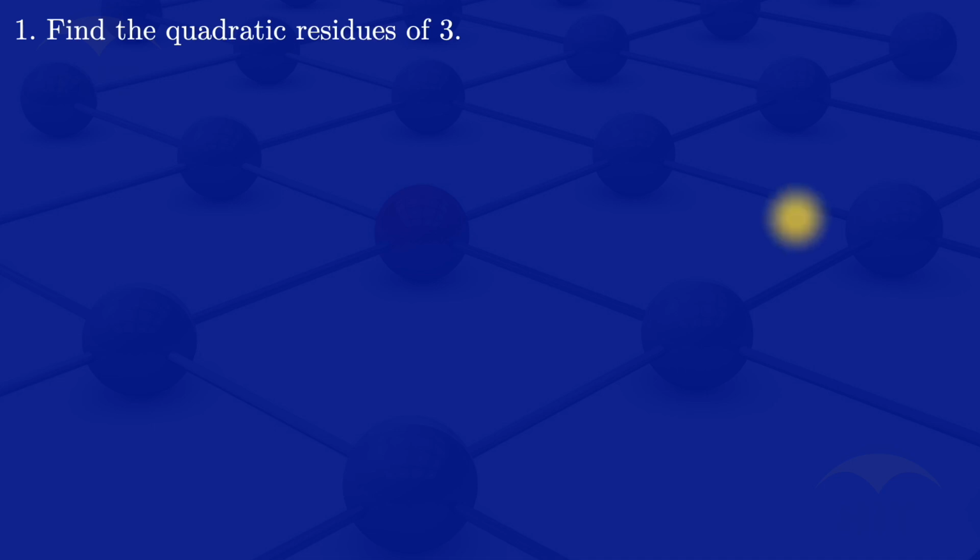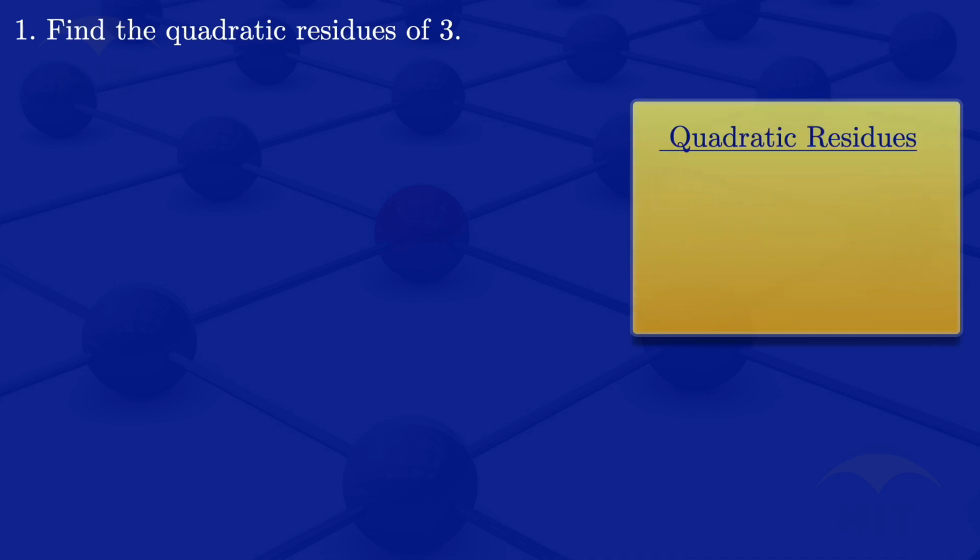To find the quadratic residues of a number m, we look at values of x which are greater than or equal to 1, but less than or equal to the floor value of m divided by 2, and then go on and evaluate the remainder when x squared is divided by m. So what we'll be looking at is x squared mod m. In this case, we are looking at quadratic residues of 3, so we have m equals 3.